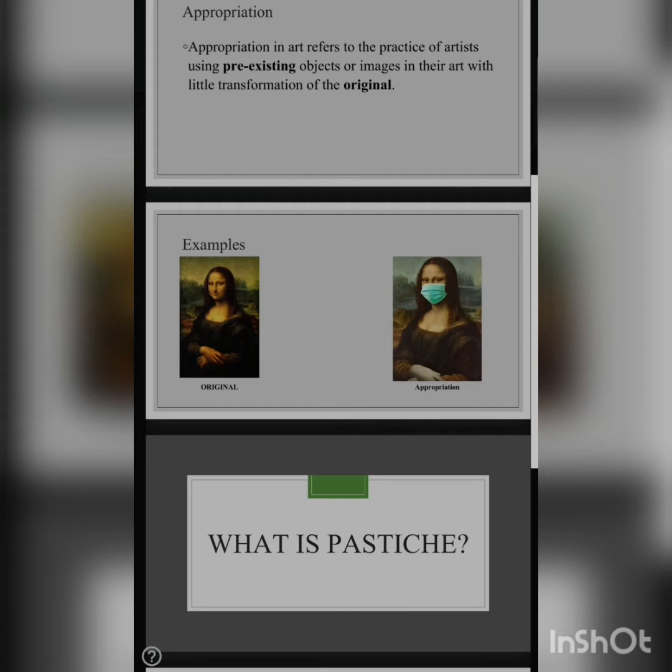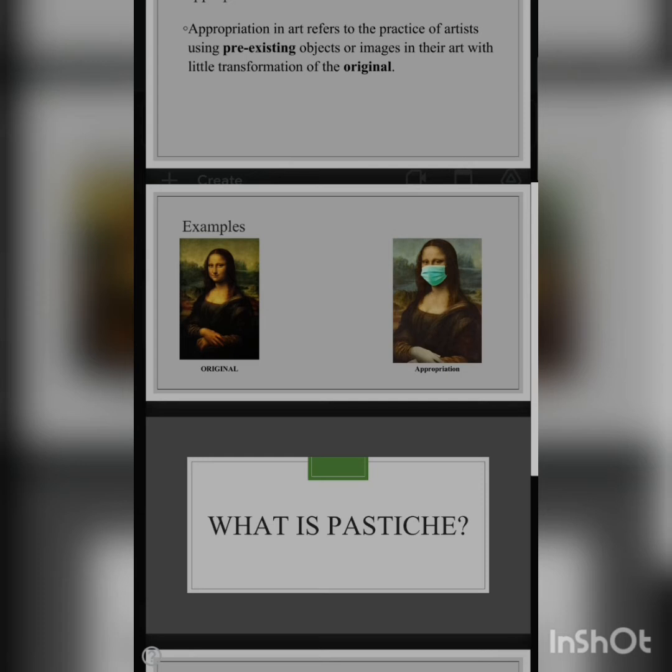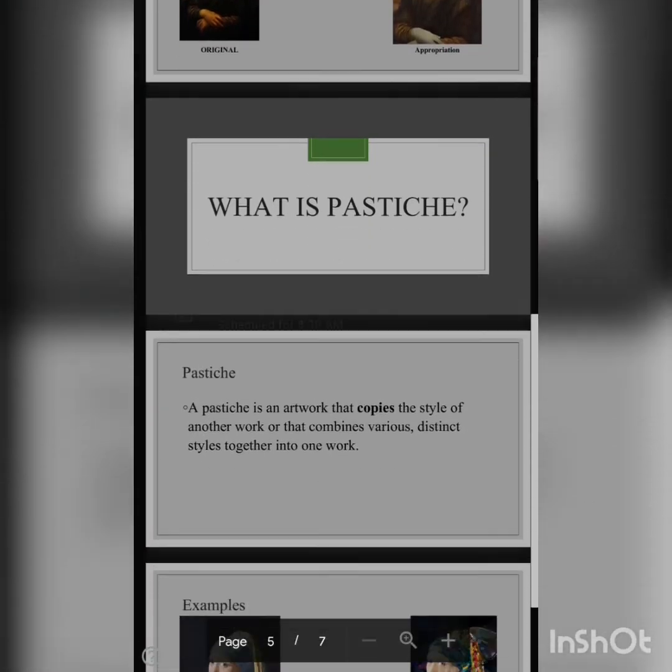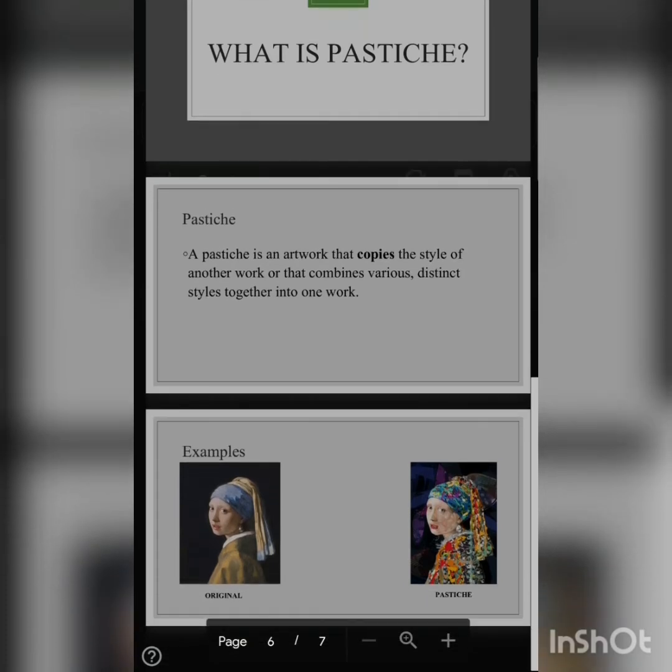So appropriation basically refers to using pre-existing objects or images in their art with little transformation of the original. As we can see down here, you see where the original is on the left and the appropriation is on the right. Basically, the artist just added a few things to make changes to the original. So you'll see that they added a mask and gloves, and the image was lightened somewhat so that it appears a little bit brighter.